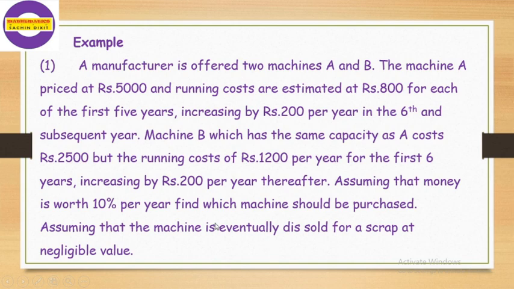To find this, first we have to find out for machine A and machine B when we replace them and their average cost at the end of the replacement age. Since the money value is worth 10% per year, it will also affect their average costs. Now we start to solve this example.